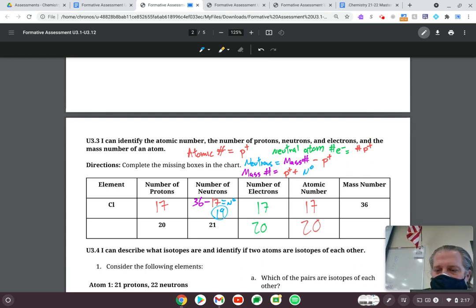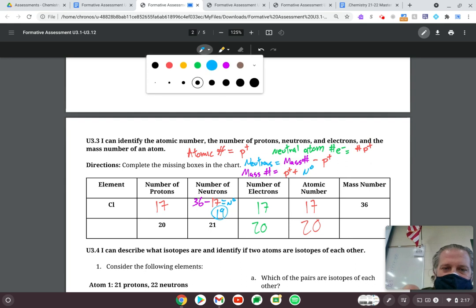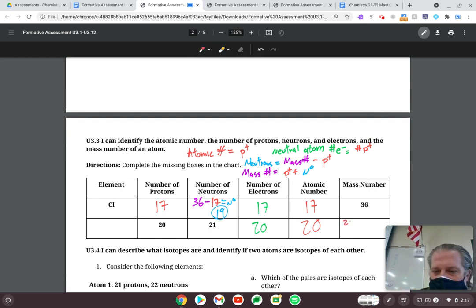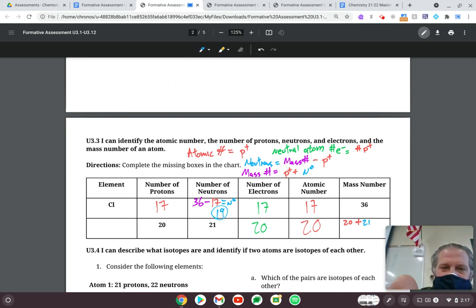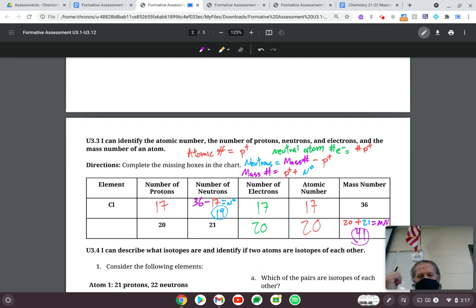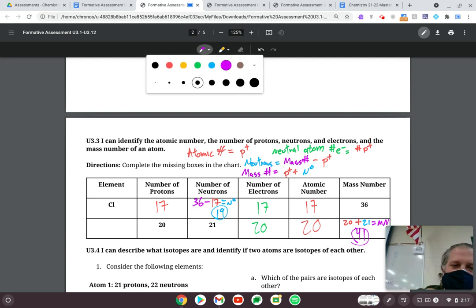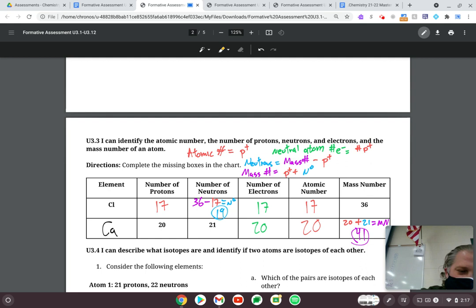So in this instance down below, I'm going to take my protons, which was 20, plus my neutrons, which was 21, to get my mass number, which in this case is 41. Now, I also needed to use the handy-dandy periodic table to locate the element itself, and I used the atomic number for that, and I found out that the element in question was calcium. Good for your bones.